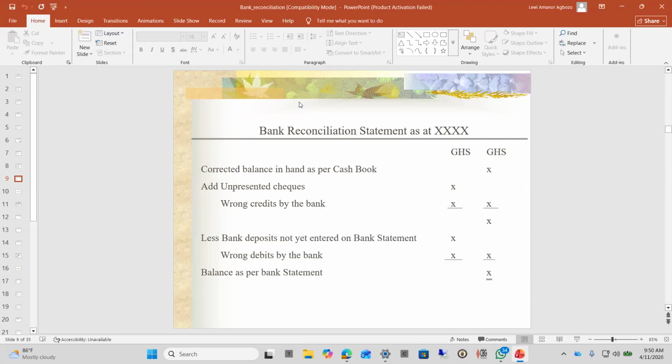Then the first thing that you bring, if you are adjusting the cash book, is the balance as per adjusted cash book. That is the corrected balance in hand as per your cash book, and you drop the figure here. Then all unpresented checks, all the checks that you have issued to people to go and withdraw money, but they did not go and withdraw them, so you can't find them in the bank statement, you add back to your cash balance. Does that make sense?